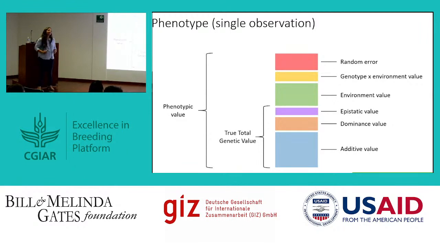So when you think about a single phenotypic observation, what are we really seeing when we see the phenotypic value? We're definitely seeing the true genetic value. It's in there. It can't escape because we're observing it. And that's going to be comprised of additive value, dominance value, epistatic value, depending on the trait. But we also see the environment value, the G by E value, and random error. With a single observation, we're kind of stuck selecting on all of these at the same time. So this is maybe a bit limited as far as a method of observation goes.